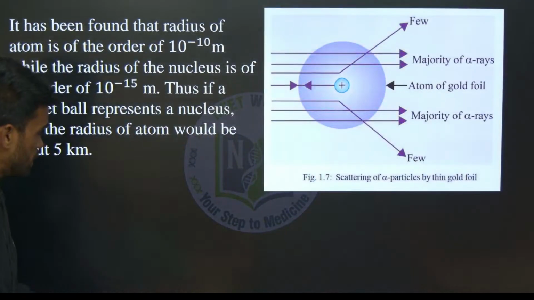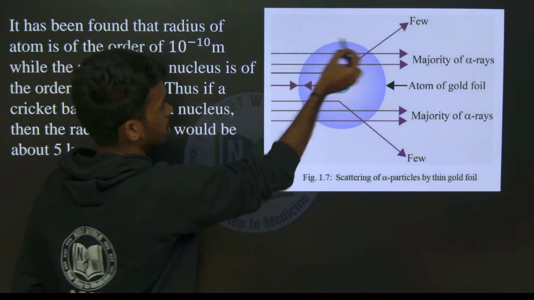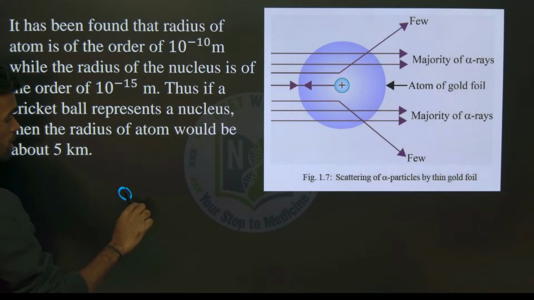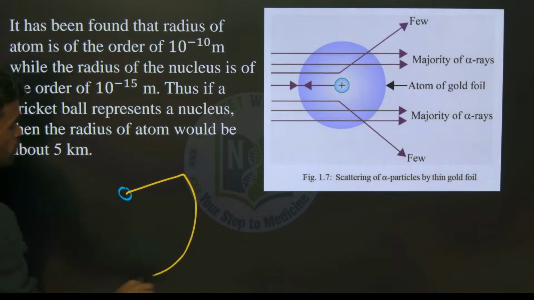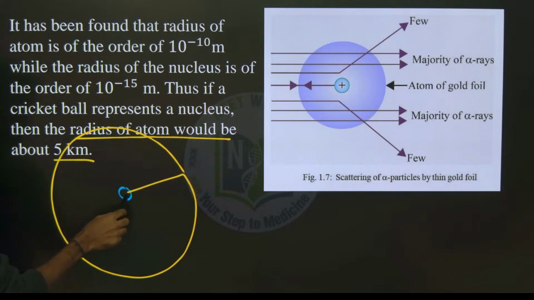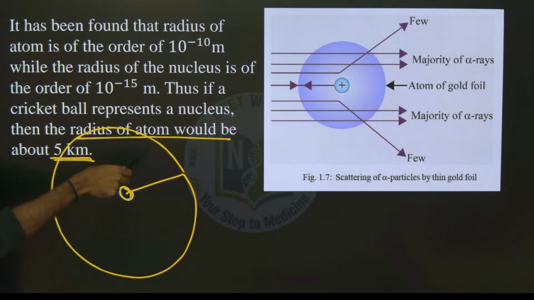And what he told is, if we consider the nucleus as a cricket ball, the size of the atom seems to be 5 kilometers around this cricket ball. See, the radius of the atom would be how much? 5 kilometers. If this is the nucleus of an atom having the size of a cricket ball, the radius of that atom will be 5 kilometers. You just imagine how big it is.